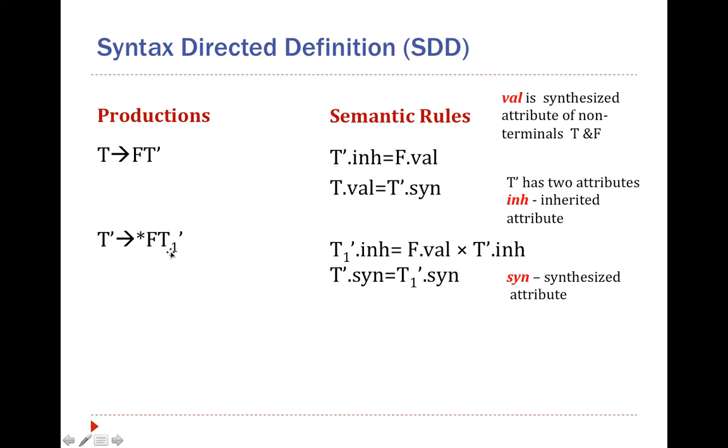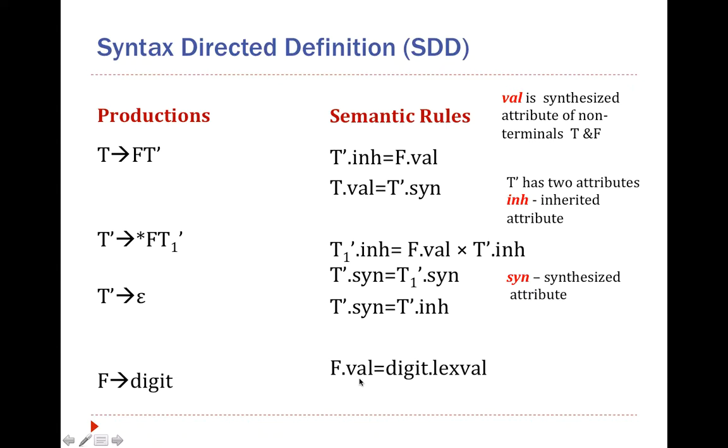So it is computing the inherited attribute of T1 using the sibling and using the parent. Now T dash, which is a parent node, has its synthesized attribute computed using the child node, that is T1 dash synthesized. Similarly here, the synthesized attribute is computed using the inherited attribute of the same node, and this is using the synthesized attribute.